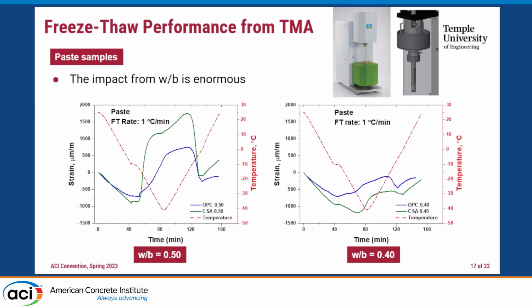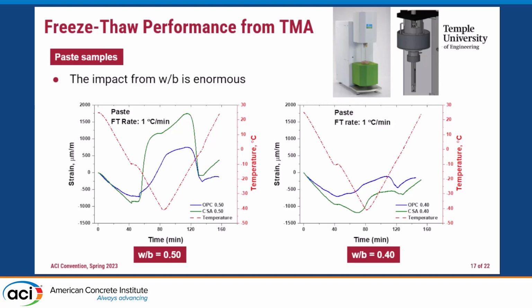For freeze-thaw performance, we use the thermomechanical analyzer, what you are seeing here at the top right side. We have this chamber controlling the temperature. So we move from room temperature to -4 °C, and then we come back to room temperature. That's the profile you are seeing here in the red dashed lines, how we change the temperature. By changing this temperature, we can look at the length change, the strain in the system.